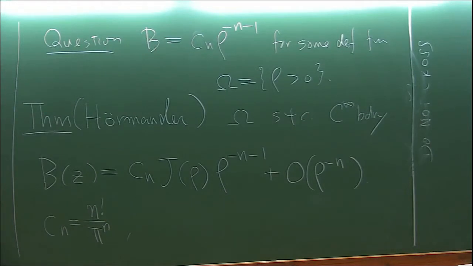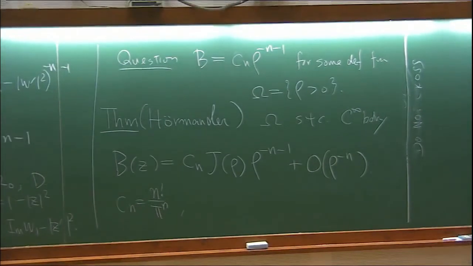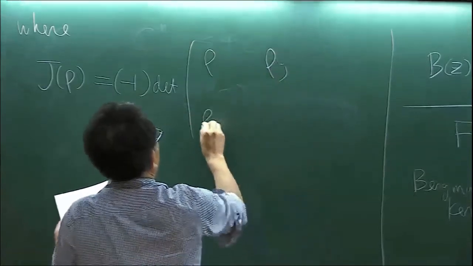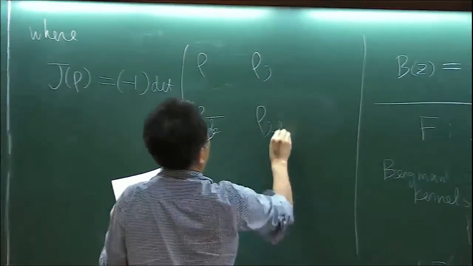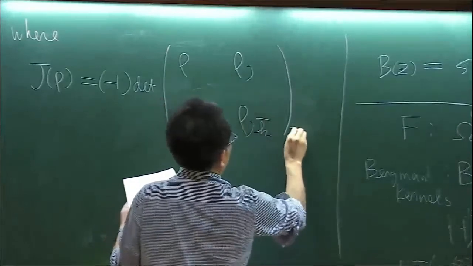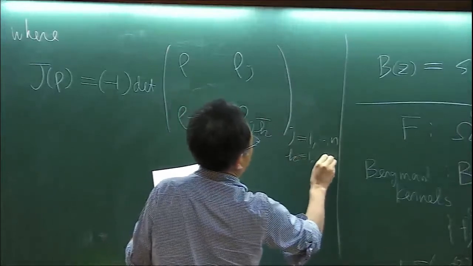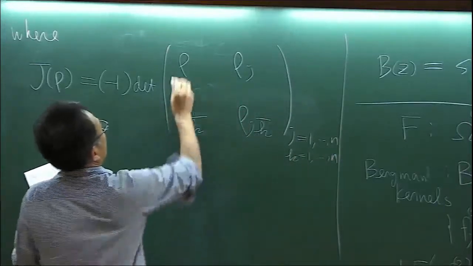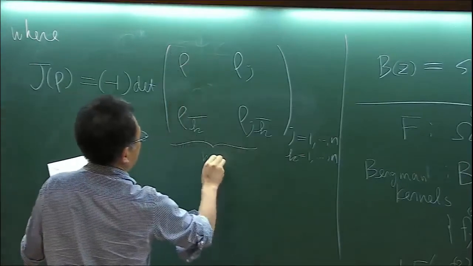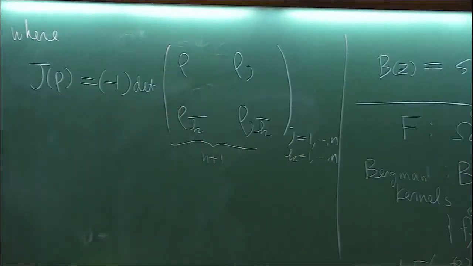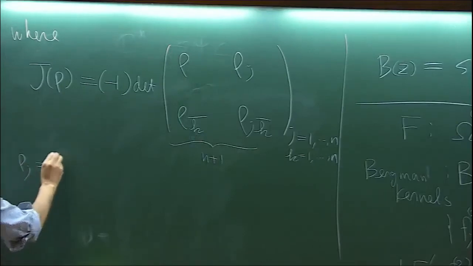This J is very important. Where J(rho) equals the determinant of rho, rho_J, rho_K-bar, rho_JK-bar, where J, K run through 1 to n. So this is an (n+1) times (n+1) matrix, and these indices mean derivative.